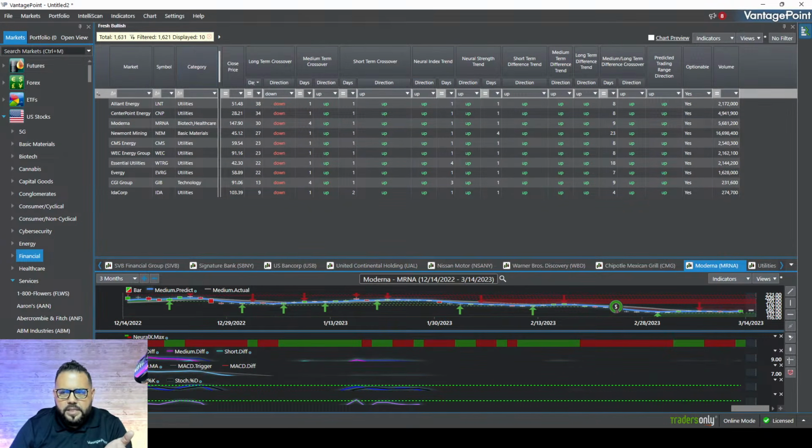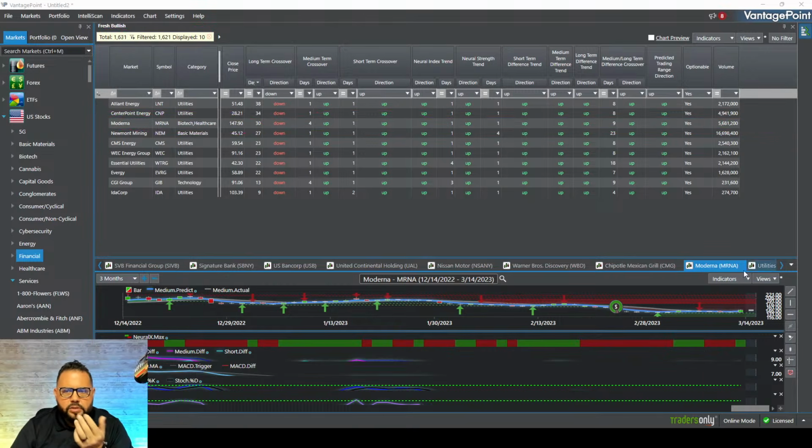Look, this scan looked through 1,600 different stocks that are available in the VantagePoint software, and it's telling me there are 10 that could be a good opportunity. In that 10, here is Moderna right here. It's got 5 million shares traded. And I've got a great indication based on this scan that this is expected to go higher. Okay, so let's go do some analysis on this.